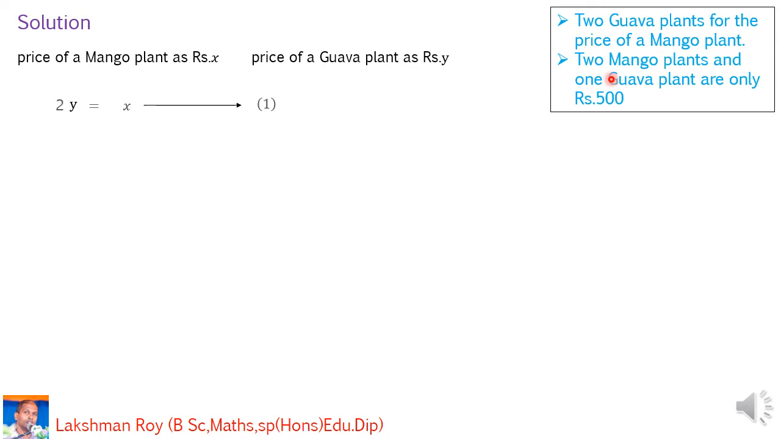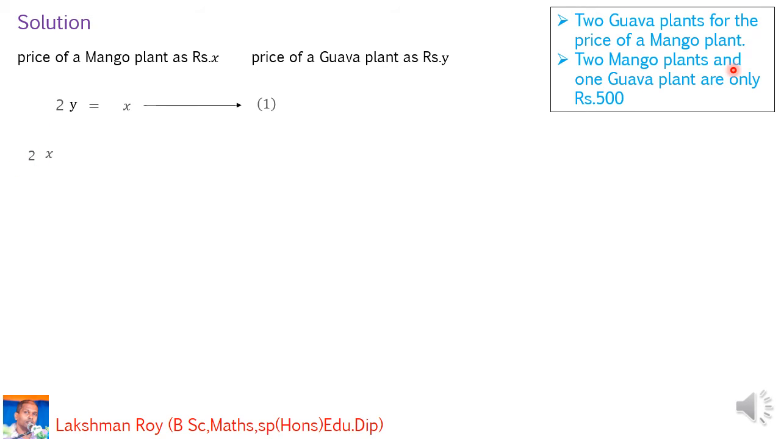Then we go to the second sentence. See, 2 mango plants. We take 1 mango plant as X rupees. So how to write the price of 2 mango plants? 1 mango plant is X rupees, so for 2 mango plants X should be multiplied by 2. That is written as 2x, right? So this is the price of 2 mango plants.